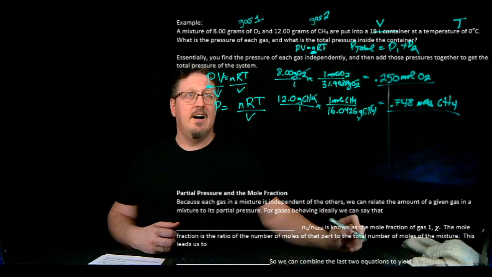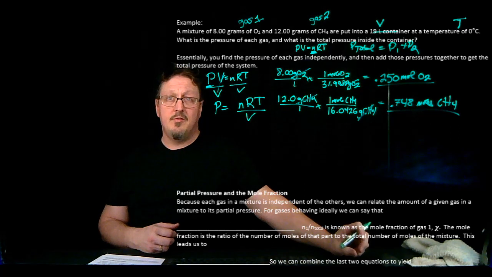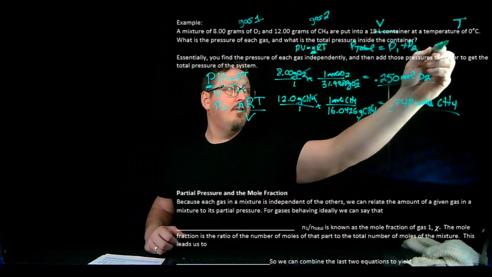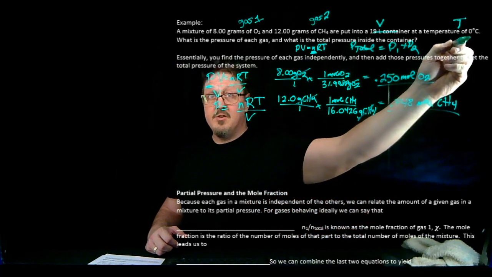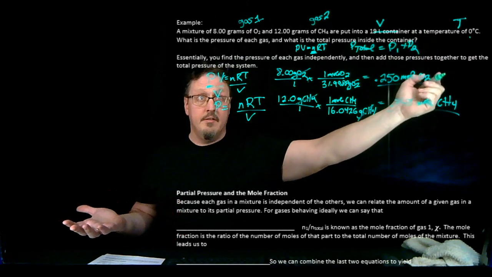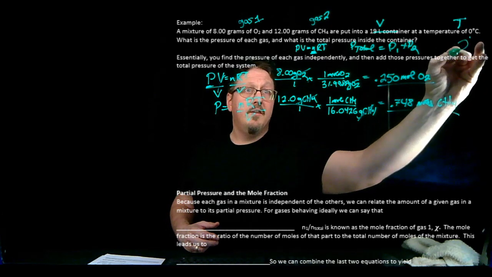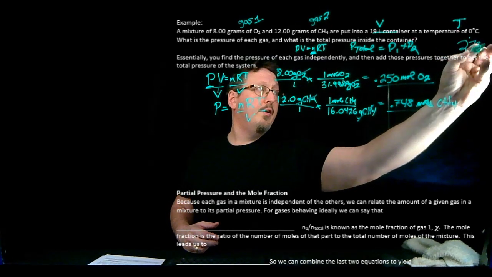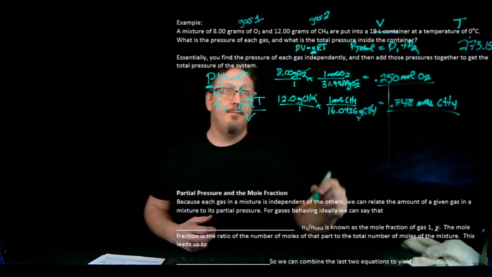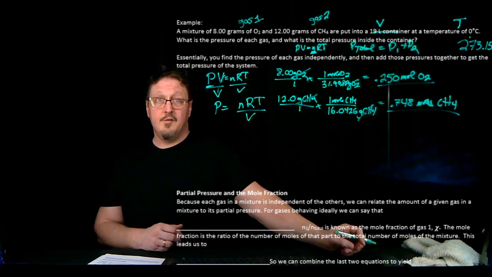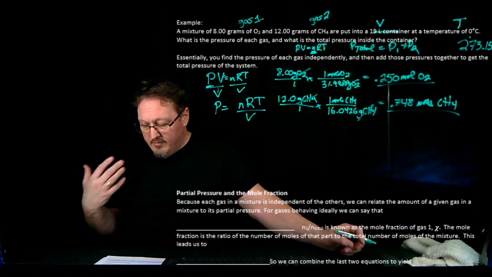The only other thing I have to do before we can actually start doing this math is to make our temperature scale Kelvin. And so 0 plus 273.15 is 273.15 K. All right, so we're good there. So let's just start putting our pieces in and get our pressures.